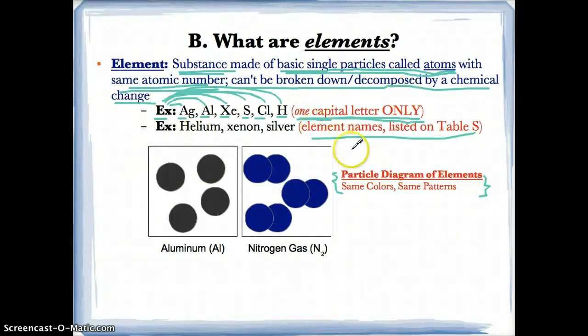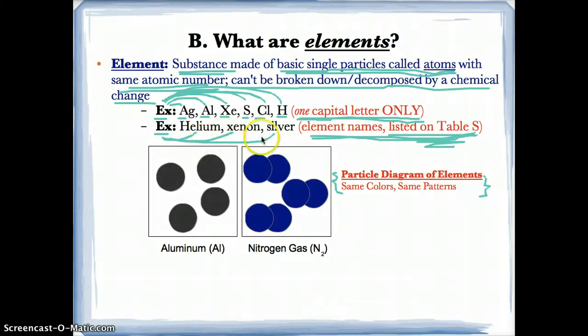All right, the second way we can tell something is an element is based on its chemical name. If its chemical name is listed on Table S, you'll know that's an element, because Table S only lists elements. So if the chemical name is listed on Table S by itself, you'll know that it's an element. For example, we know that helium, xenon, and silver are all elements. How we know that is because all three of these chemical names are listed on Table S by themselves.